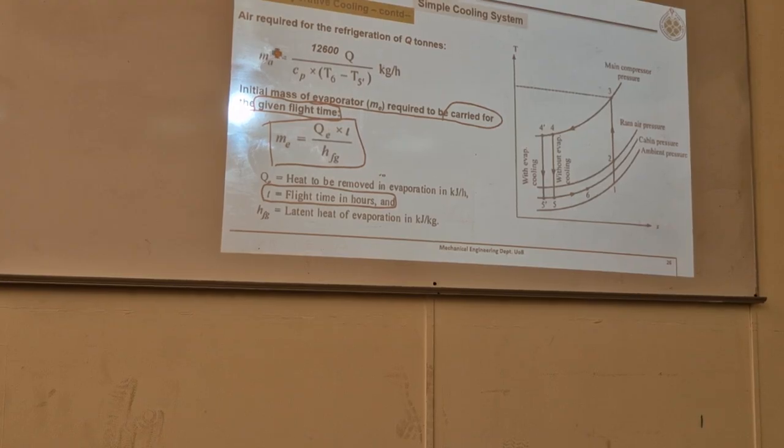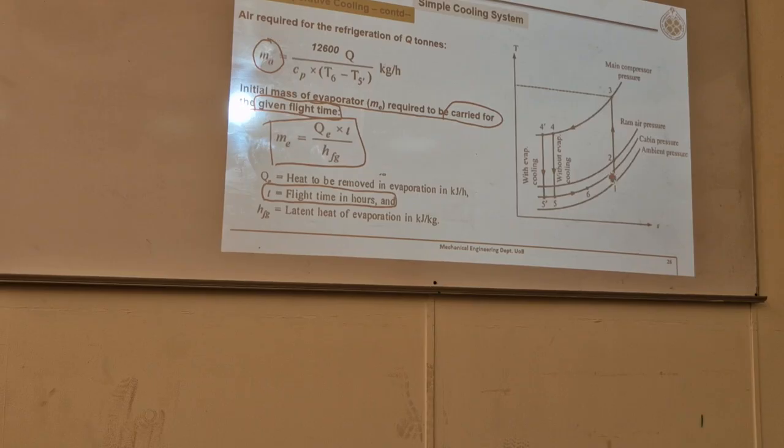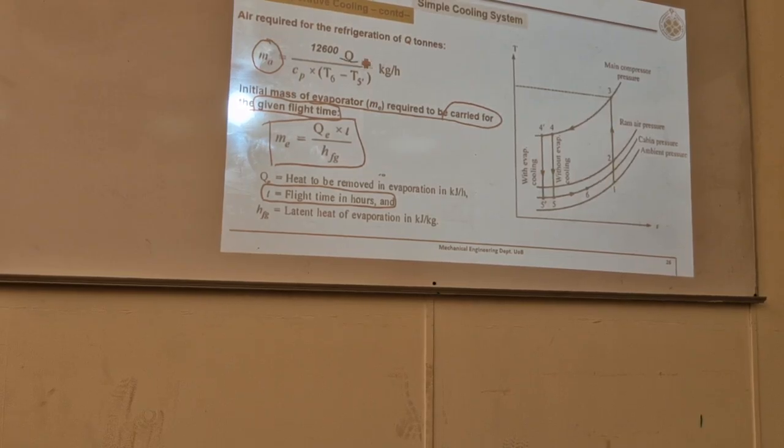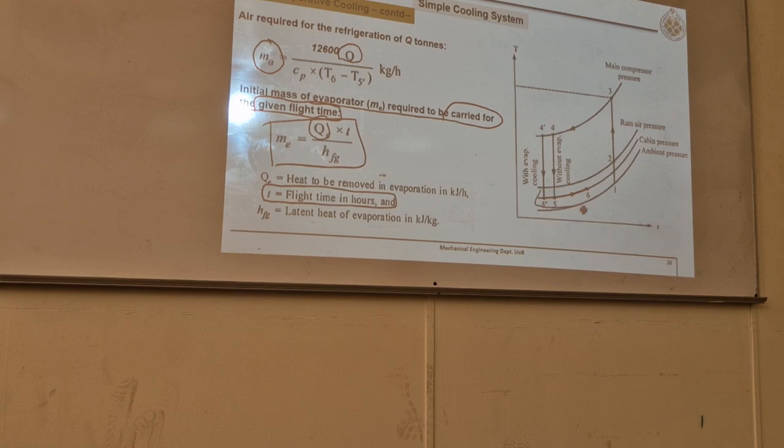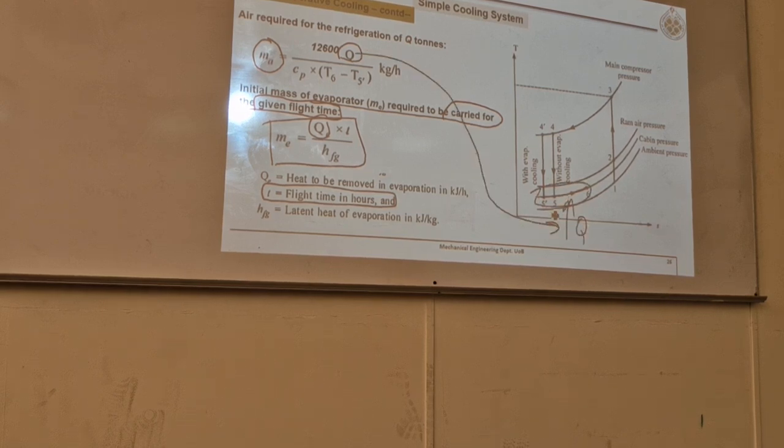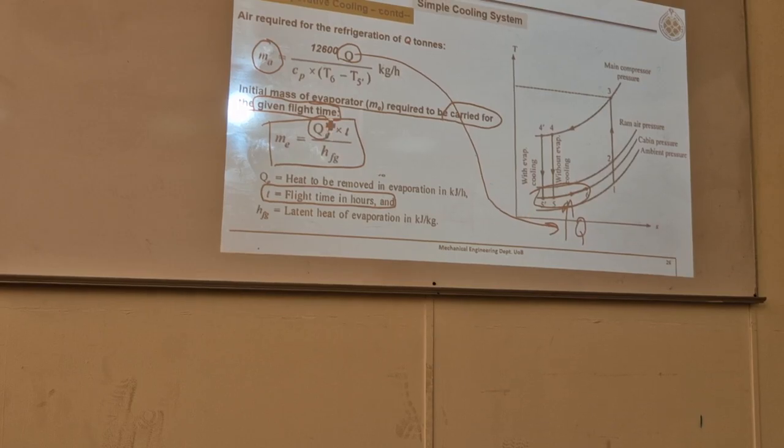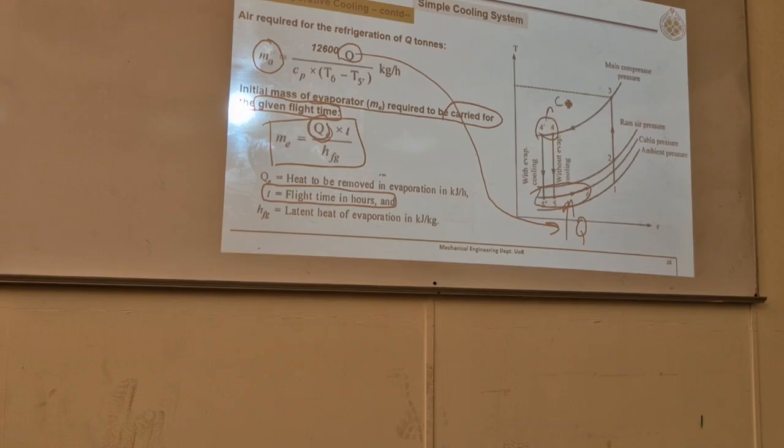This is m dot of air. This air is flowing in that system. What is this Q? This Q and this Q are different. What is this Q? This one, m dot, is from 5 to 6 or 5 dash to 6. This is Q, the refrigeration load. What is this Q_E? That is only for this part. This is represented as Q_E, Q evaporative.